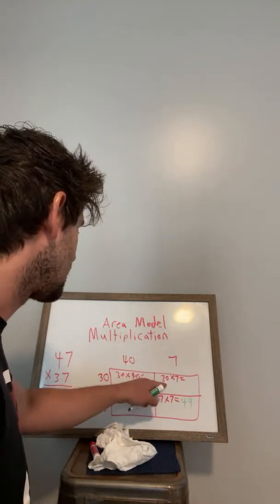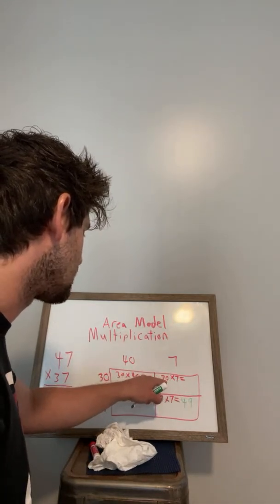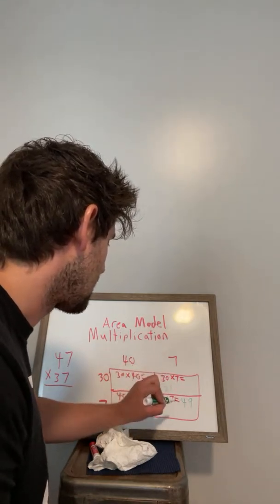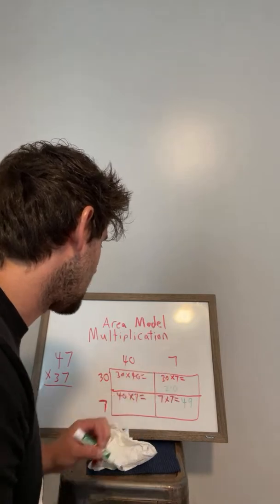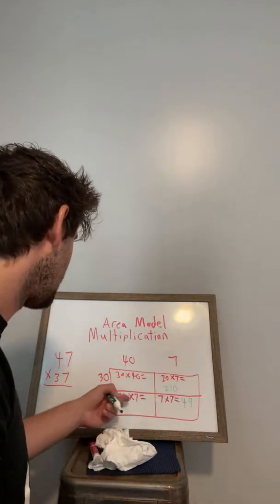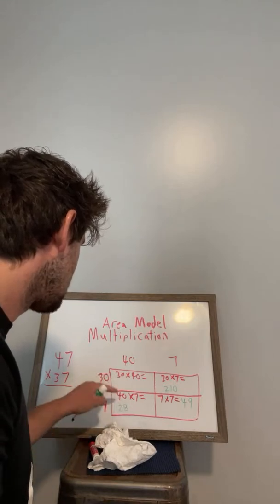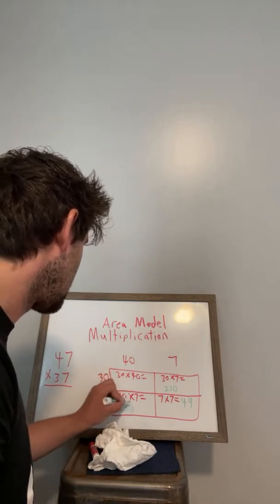30 times 7, so here we're going to multiply 3 times 7, then we'll add a 0 to our answer, so 3 times 7 is 21. We add a 0 to the number 21, we get 210. 40 times 7, 4 times 7 equals 28. We add a 0 to 28, we get 280.